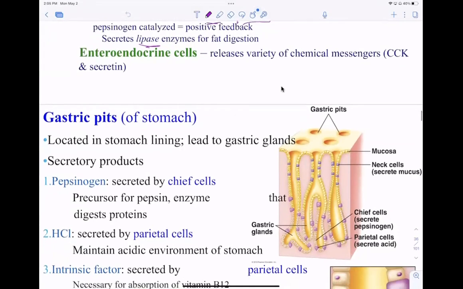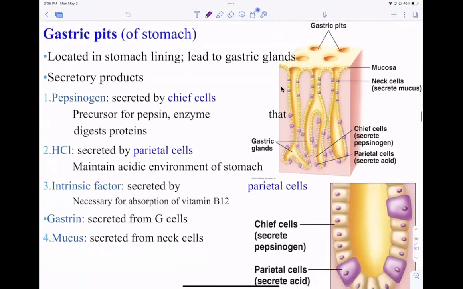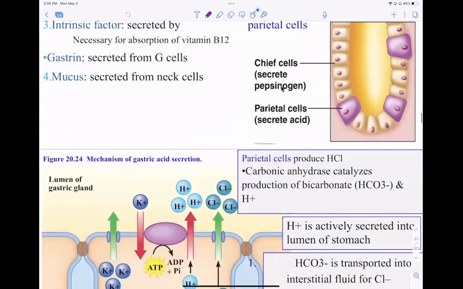So the gastric pits of the stomach, make sure you go through these cells and understand what the chief cells do, the parietal cells, the G cells, which secrete gastrin, which is a hormone for stimulation of contraction and secretion, and the neck and mucosal cells. So this goes through that.